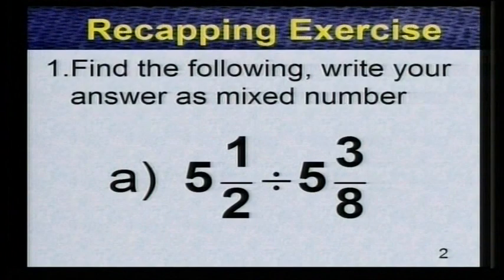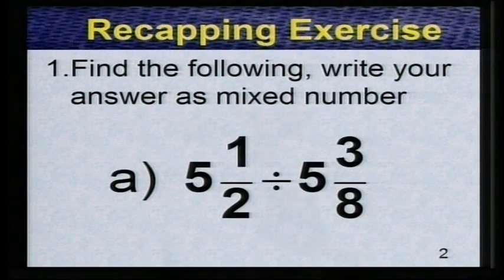We are going to start our lesson by looking at some of the exercises that we did in our previous lesson. We're only going to correct one exercise, which is exercise number 1. Open your students' workbook to lesson number 7 and look at exercise number 1, where it says, find the following, write your answer as a mixed number. Exercise A says 5.5 divided by 5 and 3 over 8.